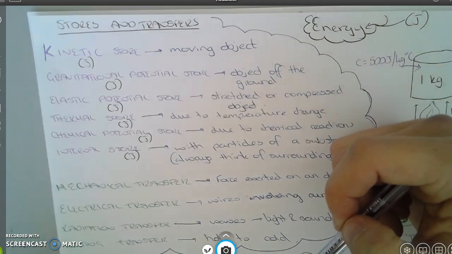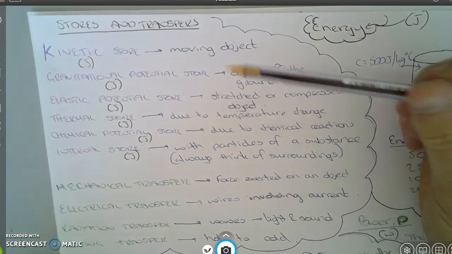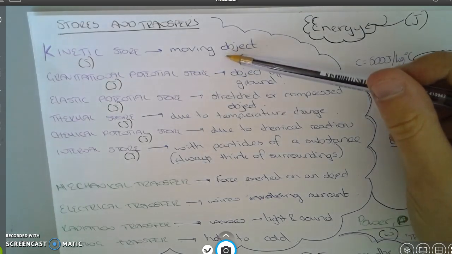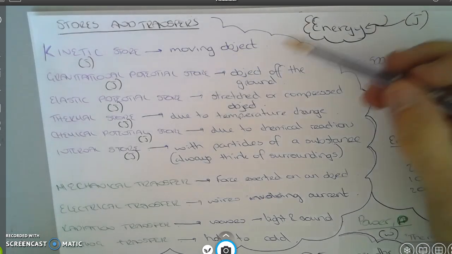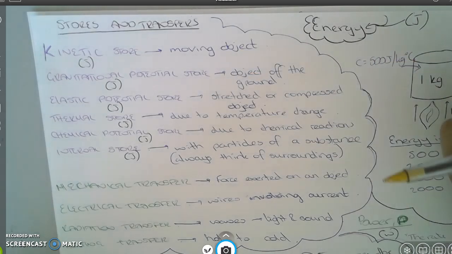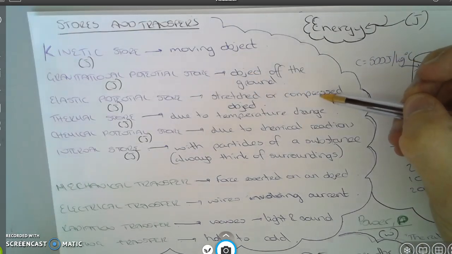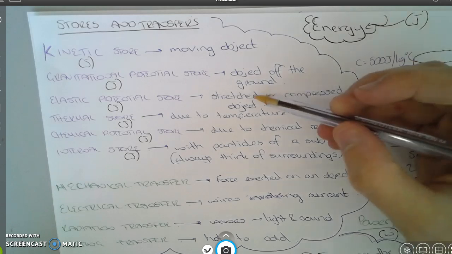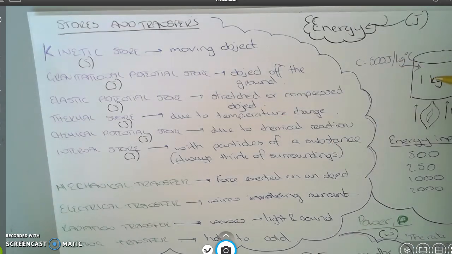Okay, now little notes on this, for example. Kinetic energy should be fairly obvious: a moving object. Gravitational potential energy: an object off the ground. Elastic energy: a stretched or compressed object, that's important. Thermal energy: something getting hotter or colder.